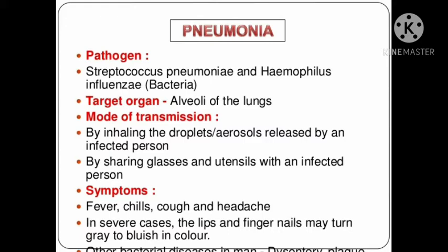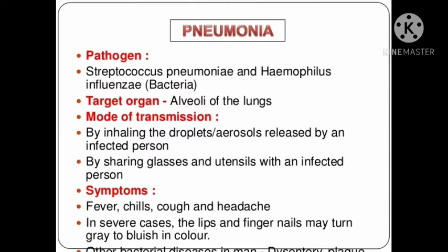The infected person, while sneezing or coughing, would release aerosols or contaminated droplets containing the pathogen into the air. So by inhaling these droplets, they could enter into the body. Also, by sharing the utensils and glasses used by an infected person, the pathogen is transmitted from the infected person to a healthy person.